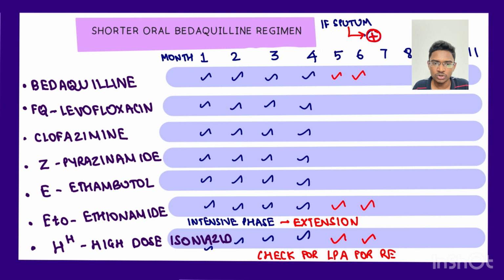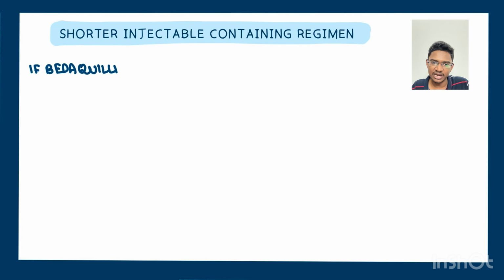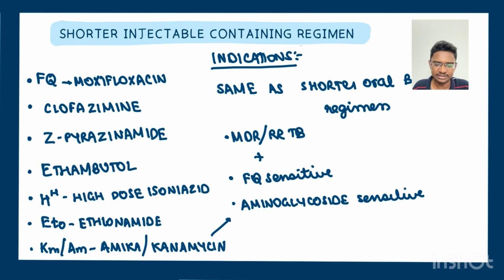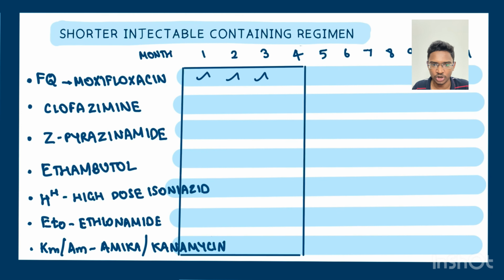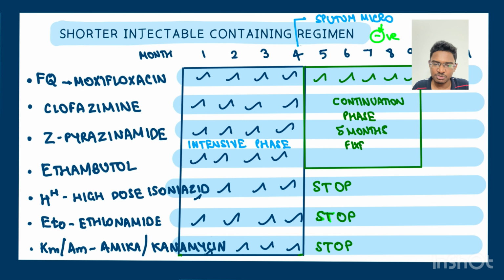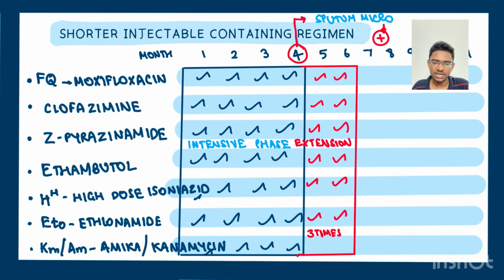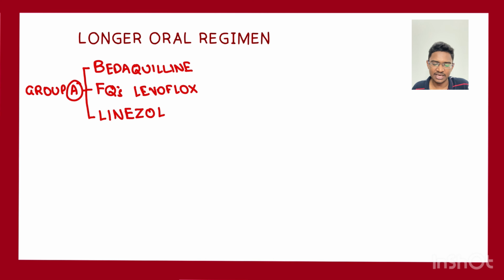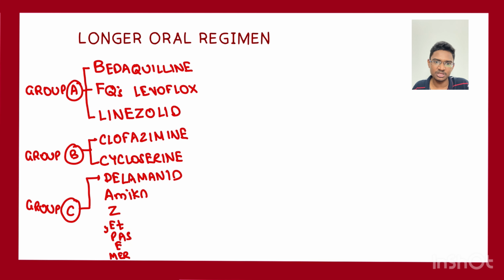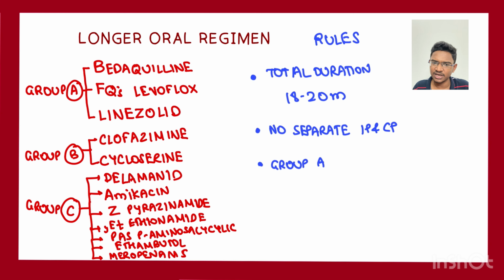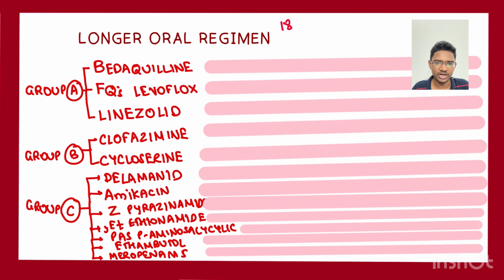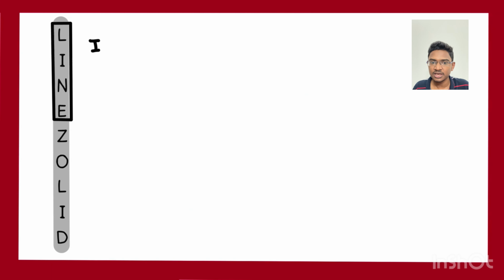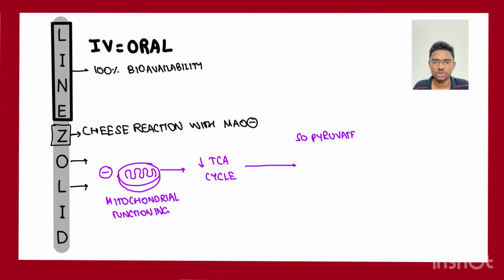In the injectable regimen, since bedaquiline is not available, we remove it and add amikacin or kanamycin. Same monthly schedule we will be following, same indications and same contraindications. Next we saw the long oral regimen, groups A, B, C, depending on the potency. Remember the mnemonic. Rules: 18 to 20 months we will be giving, and no separate intensive and continuation phase. And all side effects of linezolid we saw: optic neuritis, peripheral neuropathy, anemia, thrombocytopenia, myelosuppression; you should remember.